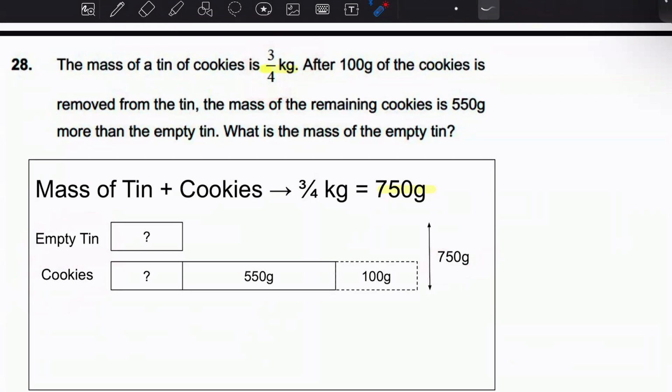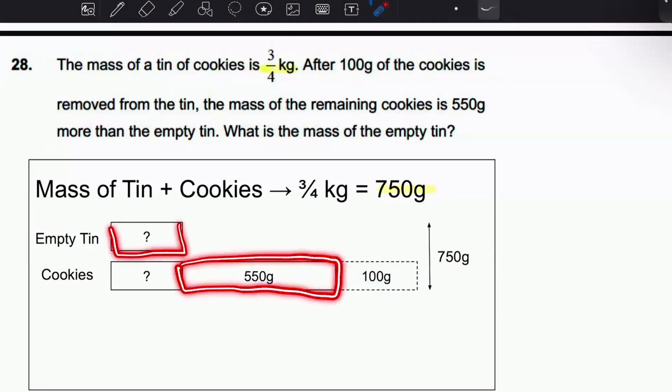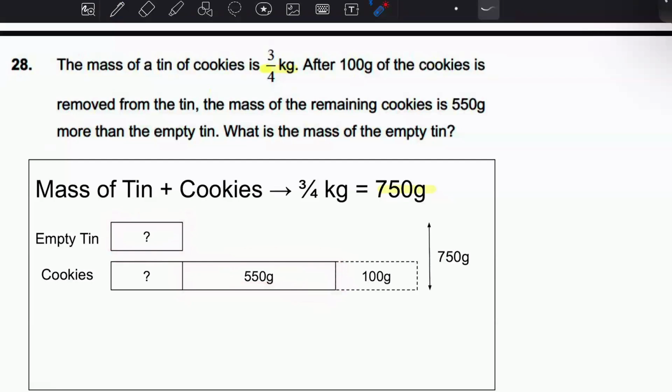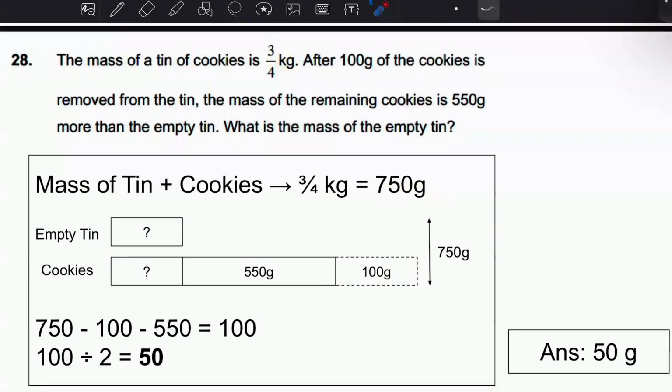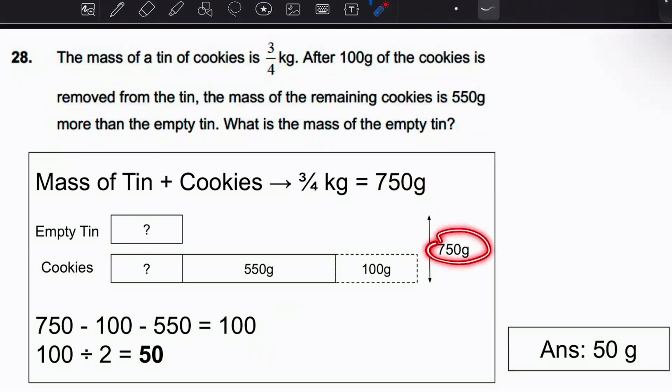After 100 grams of the cookies is removed from the tin, so I remove 100 grams. The remaining cookie is 550 more than the empty tin. So I must ensure that it is 550 more than the empty tin. Okay, so they're asking you what is the mass of the empty tin. So I don't know the mass here. I also don't know the mass here, right? Okay, so my next step is 750 minus 100 minus 550.